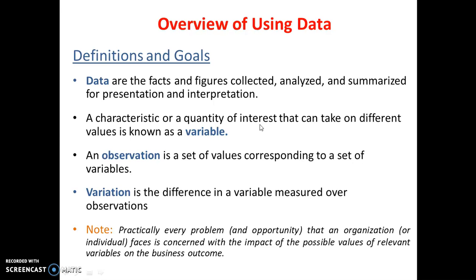An observation is a set of values corresponding to a set of variables. If you take a set of values like 3, 4, 5, 6, you have a set of values. All these values will be mapped with some set of variables like A, B, C, D. Okay, it is an observation: which value is mapped with which variable. The other one is variation.